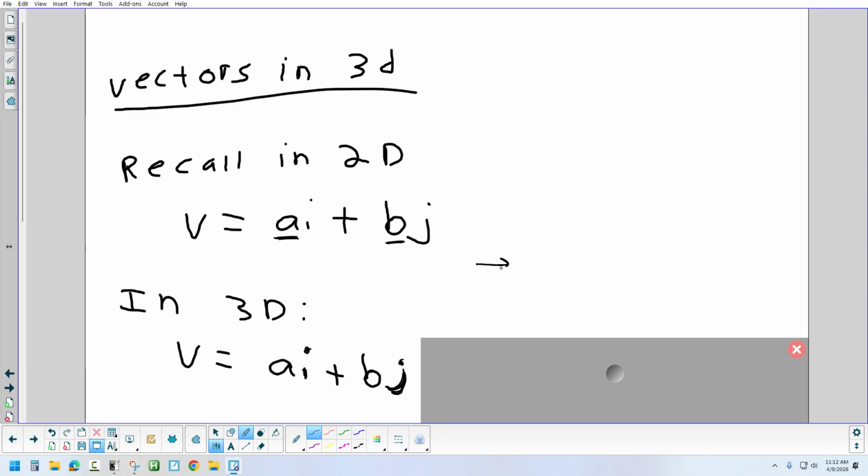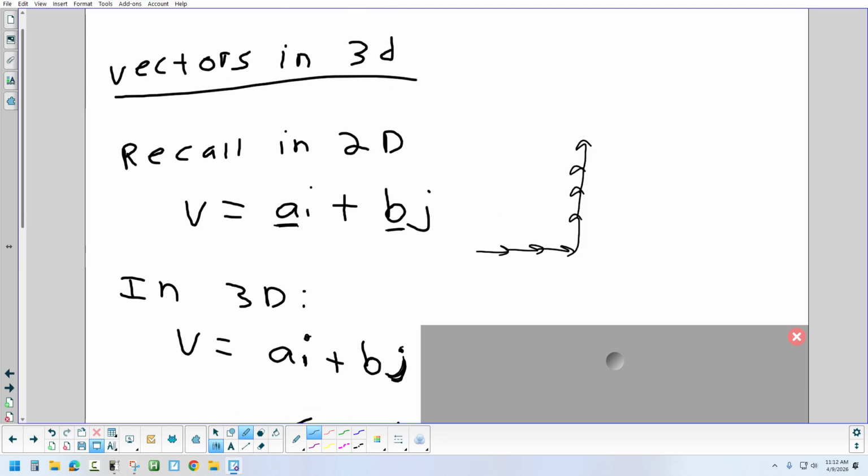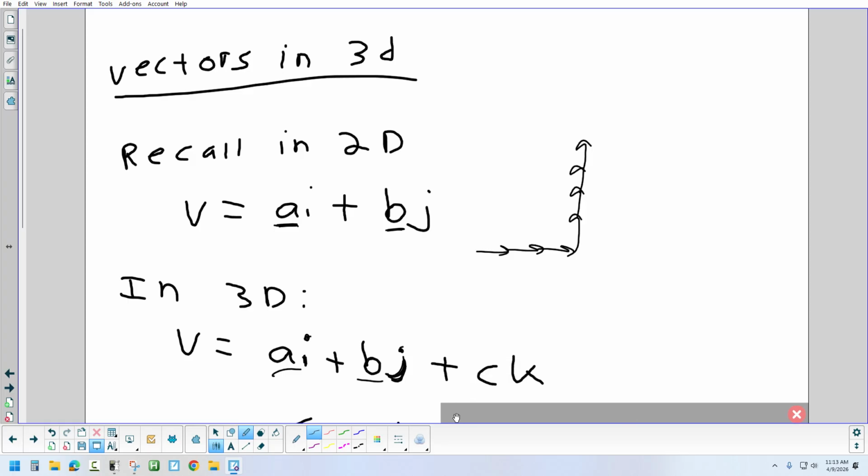We could stack i's and j's together to build any vector we wanted. So that would be like 3i plus 4j. But now what we might have is some i's, some j's, and then we might have it coming out from the board. So what do you think we're going to call the third component? Okay. And what is going to be in front of that? C. Yeah. So we're going to have C, which will be a number, and that's going to be multiplied by the unit vector k.